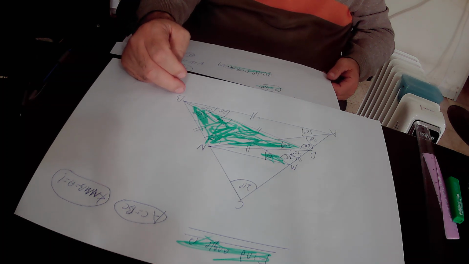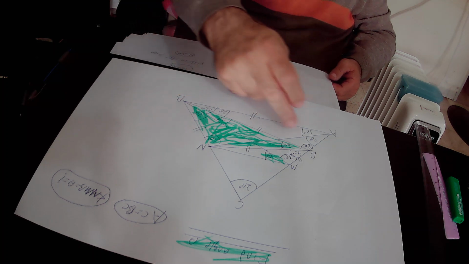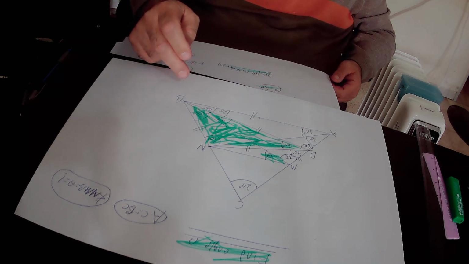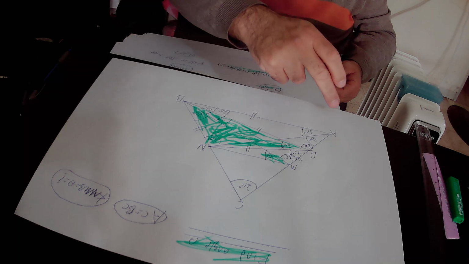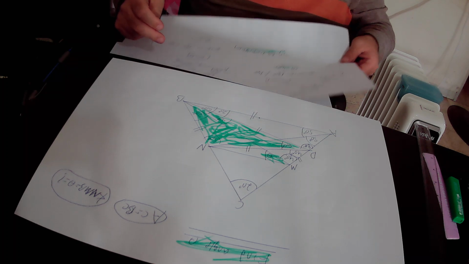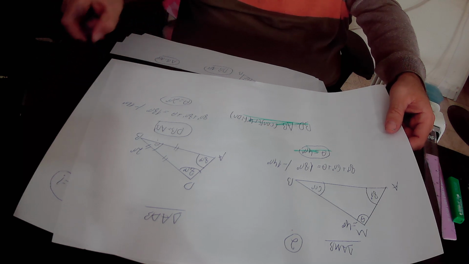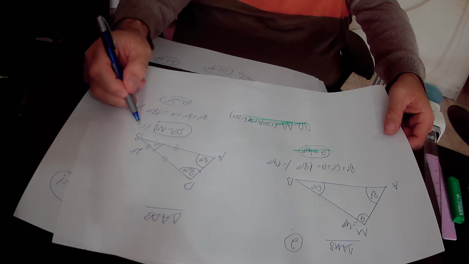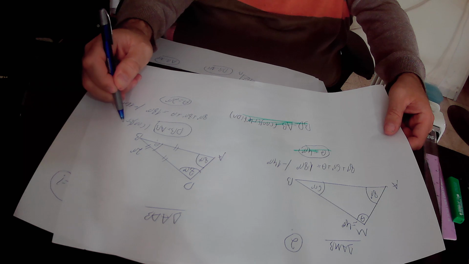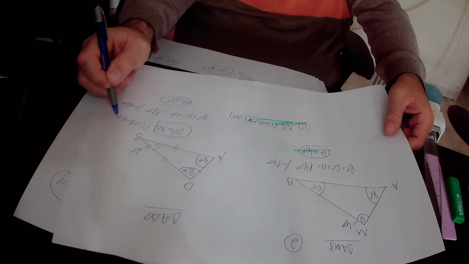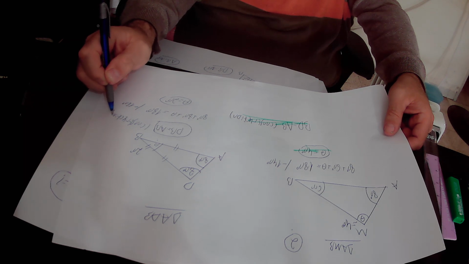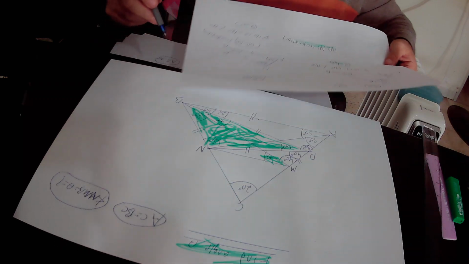From point B, we draw line segment BD in such a way that line segment BD will be equal to AB. Again, BD equals AB according to our construction. Okay, according to our construction, BD equals AB.